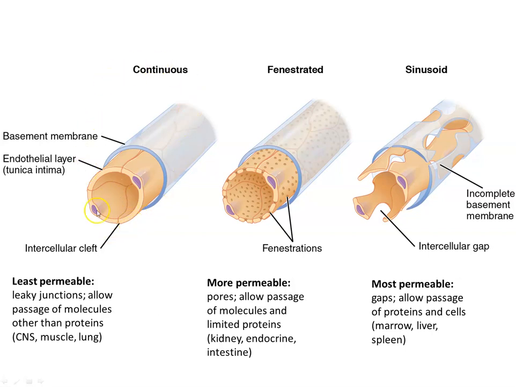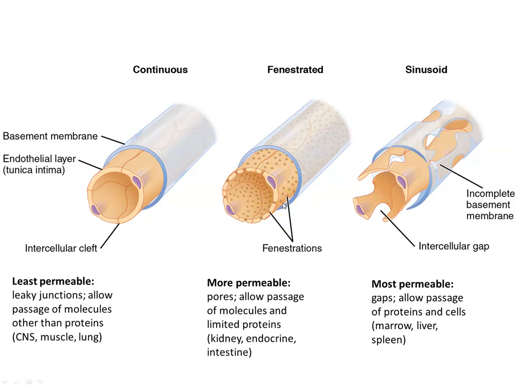So our least permeable capillary is the continuous capillary, okay? And they have leaky junctions, and leaky junctions only allow small, tiny molecules to come out. Water, salts, sugars, amino acids, but nothing big, right? No proteins can come out of here. No macromolecules can come out of here, okay? And so a lot of places in our body have a continuous capillary system. Now, depending on where the capillaries go will dictate the space in between and inside of these endothelial cells.